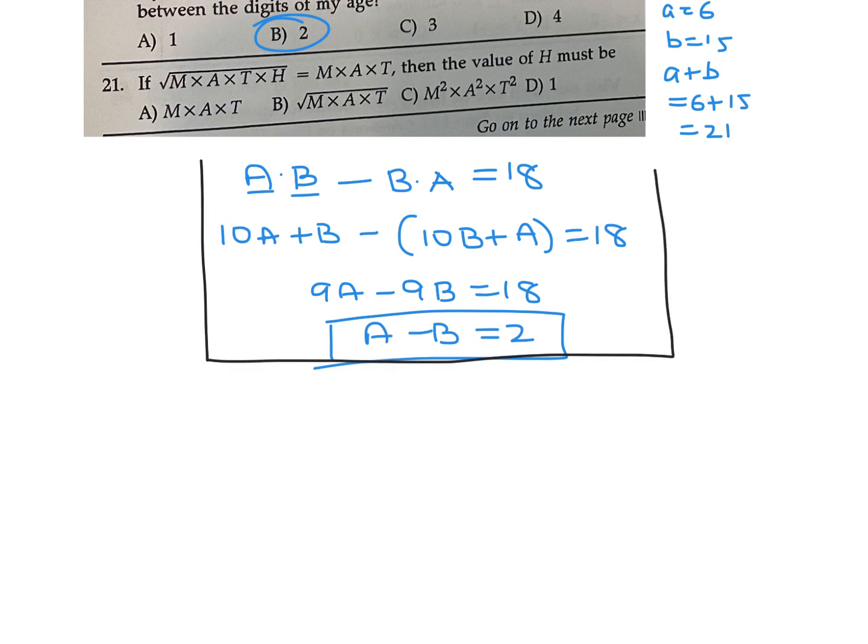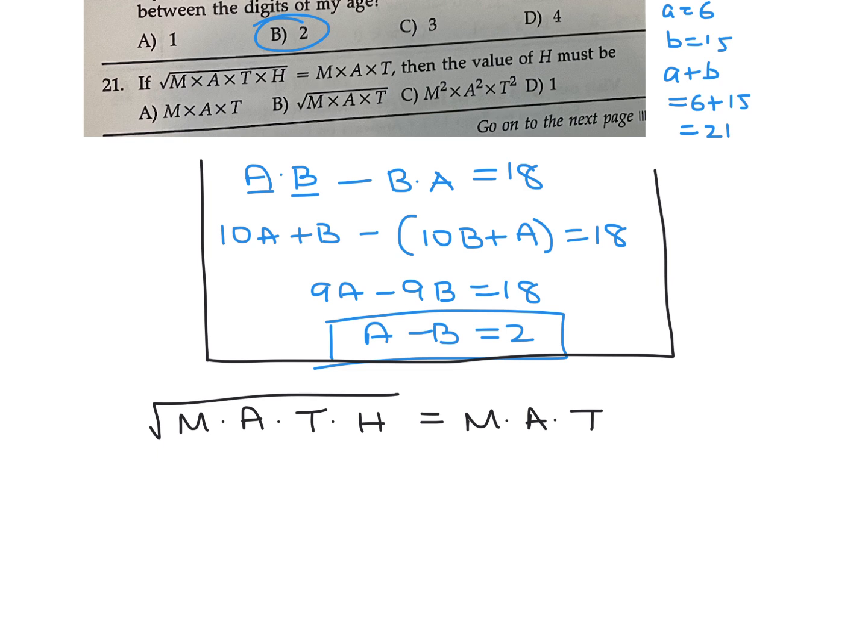If the square root of m times a times t times h is equal to m times a times t, then the value of h must be m times a times t times h, m times a times t. Okay.